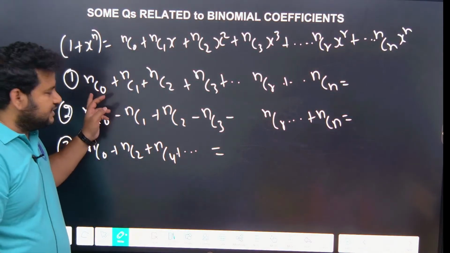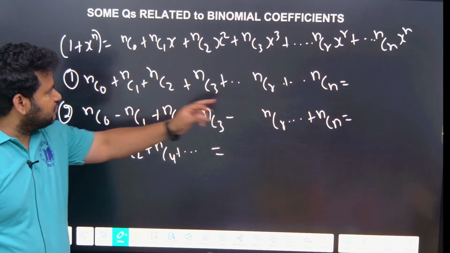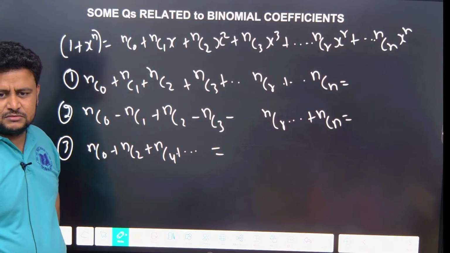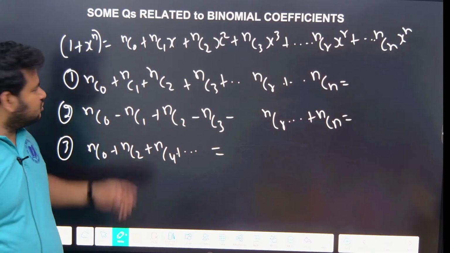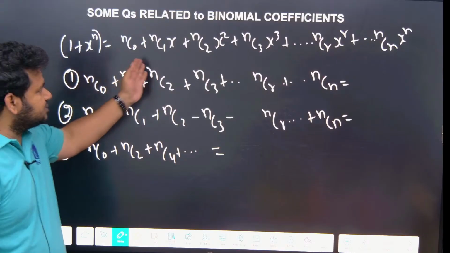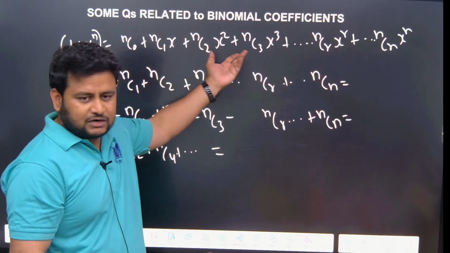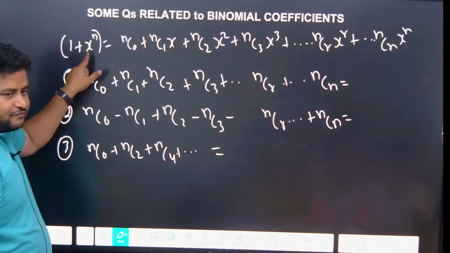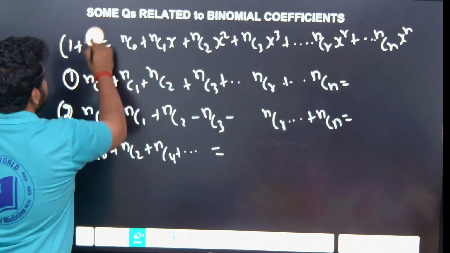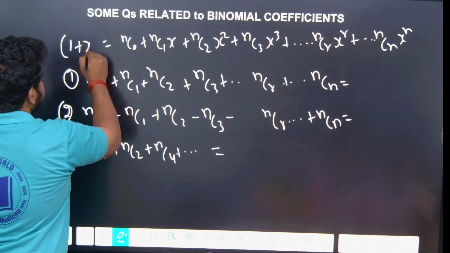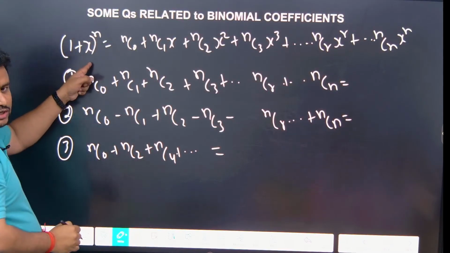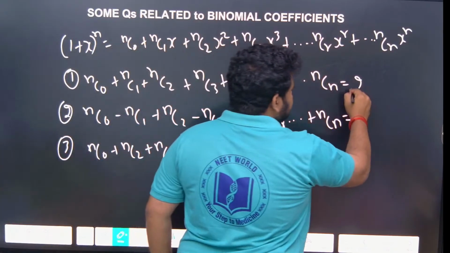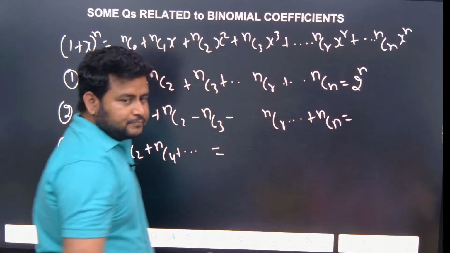See here, nC0, nC1, nC2, this is nothing but what? Whatever x, x is not here. That means I have taken the value of x as 1, correct? X is not there means 1 power anything is 1 itself. If I have taken x as 1, here also I should put x as 1. This should be (1 + x)^n. So if I put x = 1, this will become 1 + 1 = 2, so the value will be 2^n.